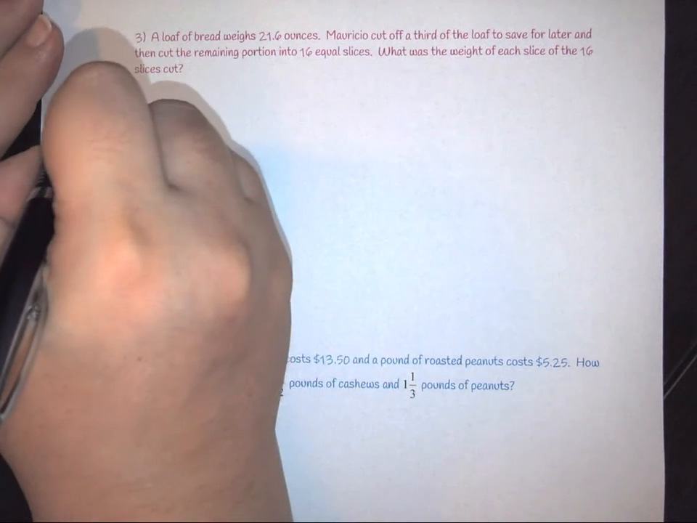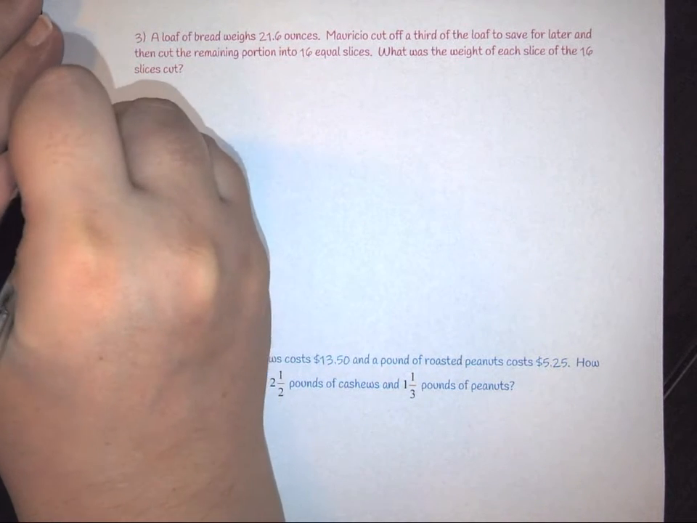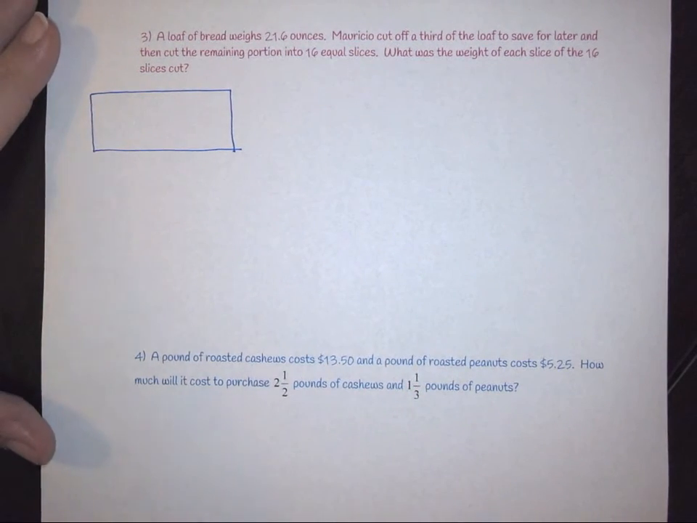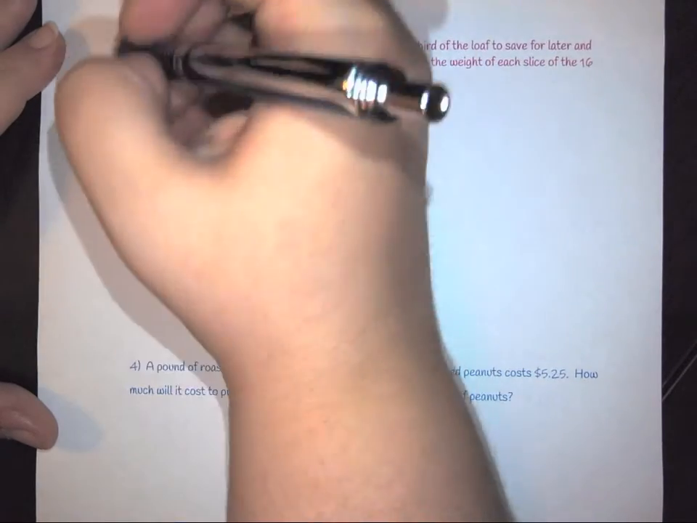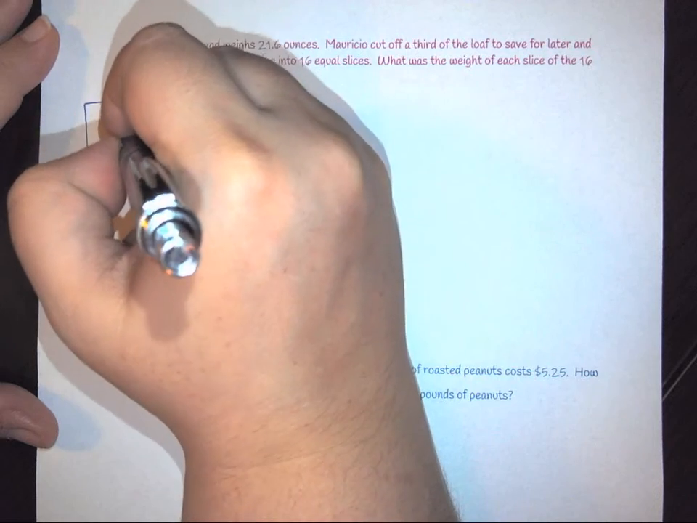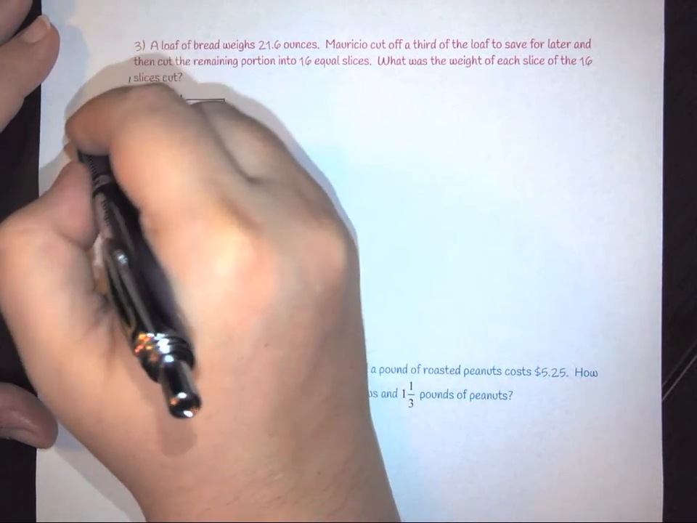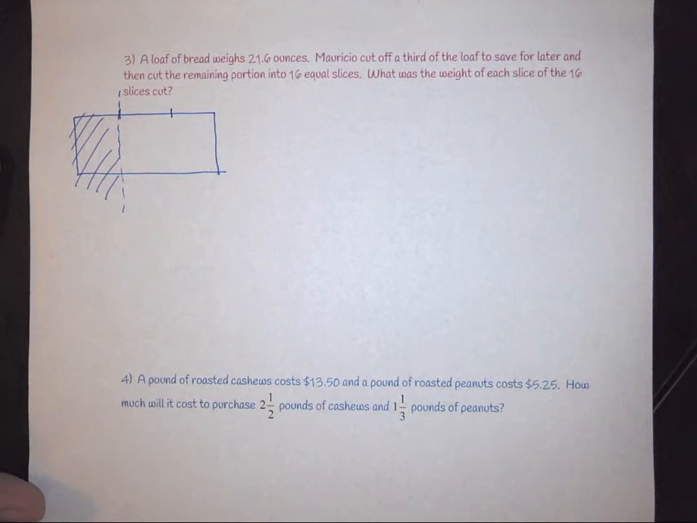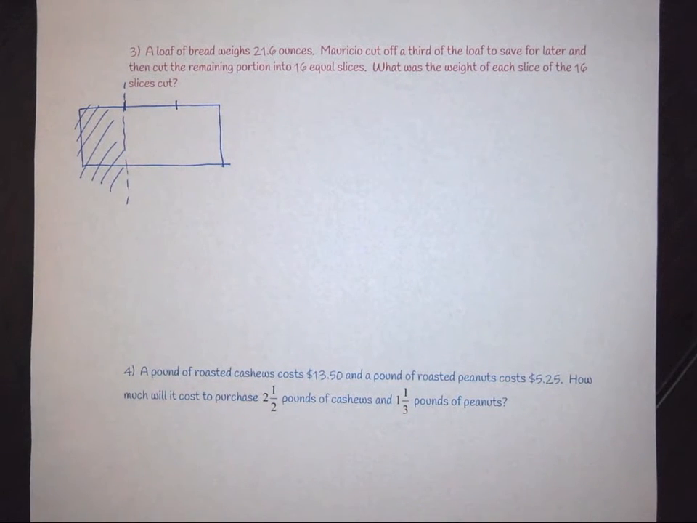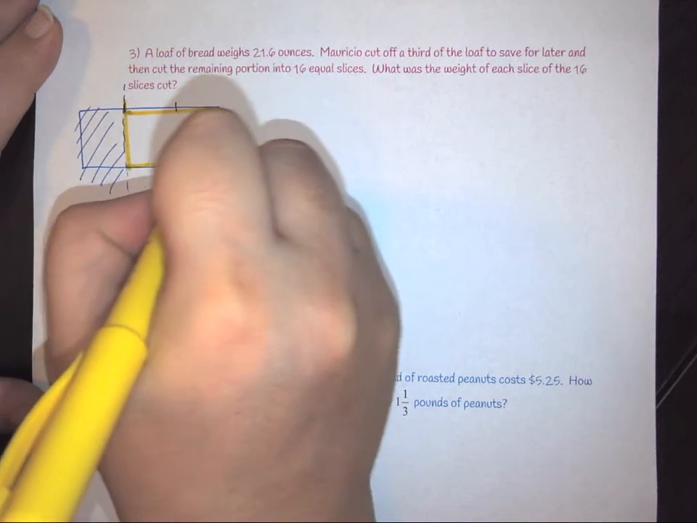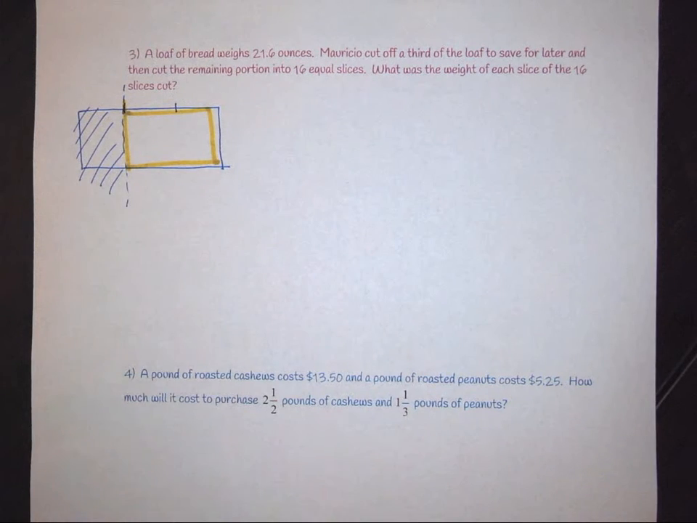So the first thing I would do is I would go ahead and I would draw myself a picture so I can kind of see what's going on here. So I have my bread, and I'm going to cut off 1/3 of it. So if I'm looking at that, I have here's 1/3, I have here's 1/3. So I'm going to go ahead and slice this third off, which means this piece is saved for later, so it's gone. So this is the only part that's left. So what we're looking at is we are looking purely at this piece here as being the piece that we are going to cut into 16 equal slices.